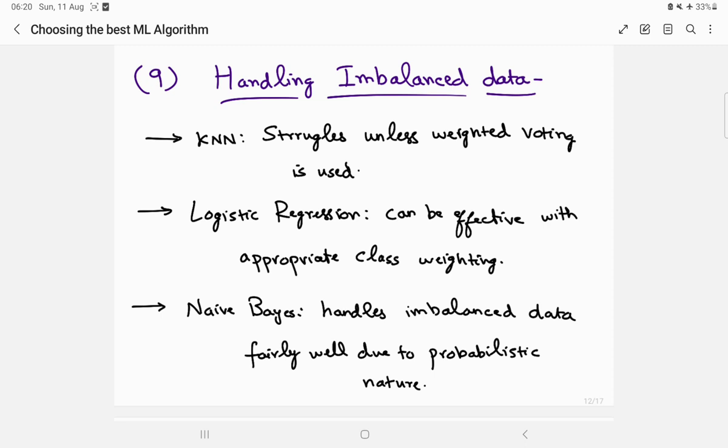So KNN usually struggles with imbalanced data unless weighted voting is used. And we can use other techniques like synthetic data generation using an algorithm like SMOTE, but that is a topic for another video maybe. But yes, KNN in general struggles with imbalanced data unless we use some other mechanism to take care of that.